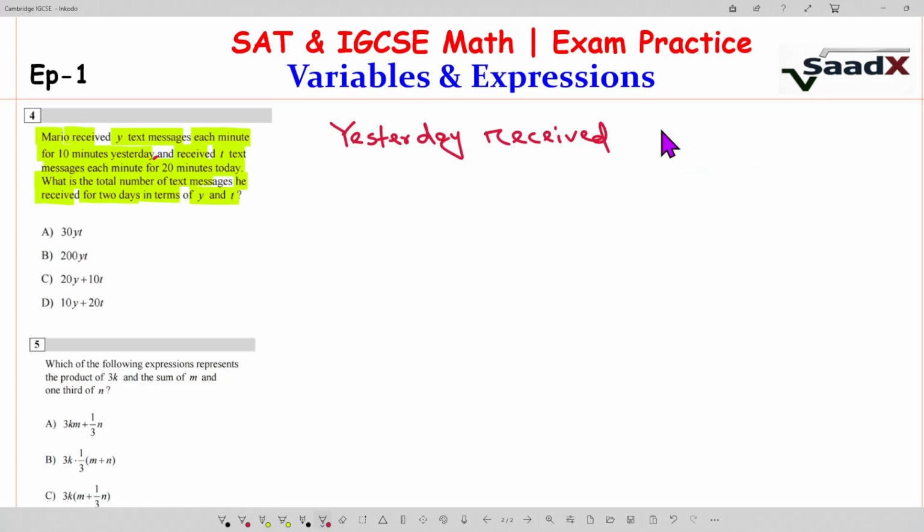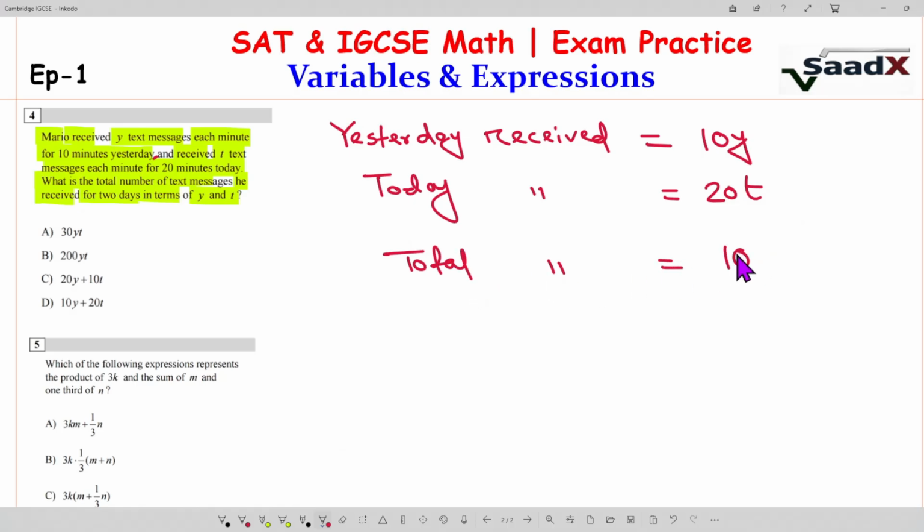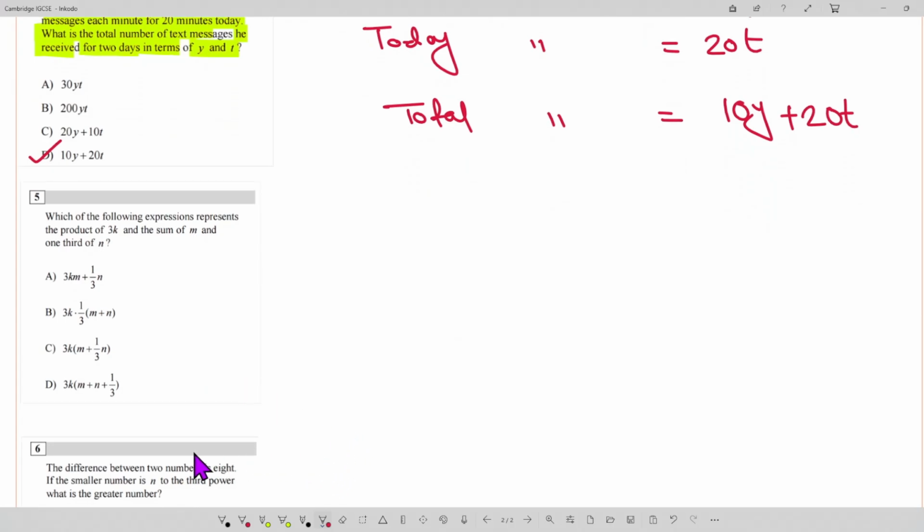It means 10Y. And received T text messages each minute for 20 minutes today. Today received, so in this case 20T. Total received, it will be 10Y plus 20T, and this is our answer, number D. Okay. Number 5.